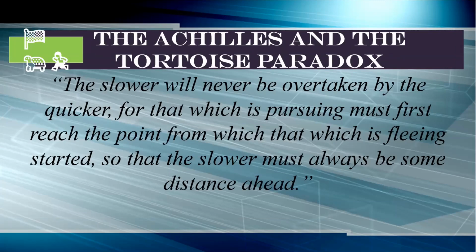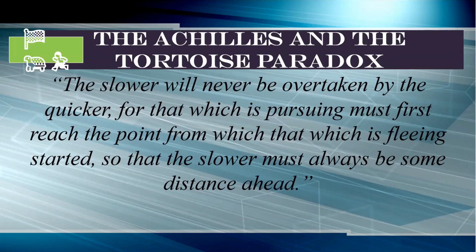The Achilles and the tortoise paradox. This is the statement which Zeno originally described it as. So he states that the slower will never be overtaken by the quicker, for that which is pursuing must first reach the point from which that which is fleeing started, so that the slower must always be some distance ahead.